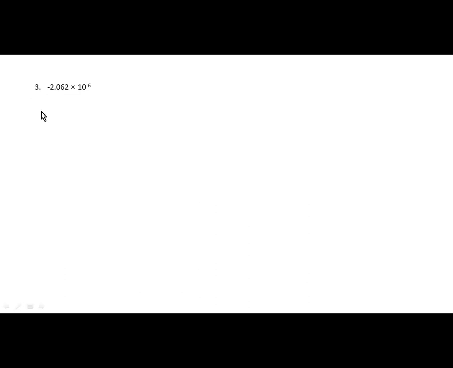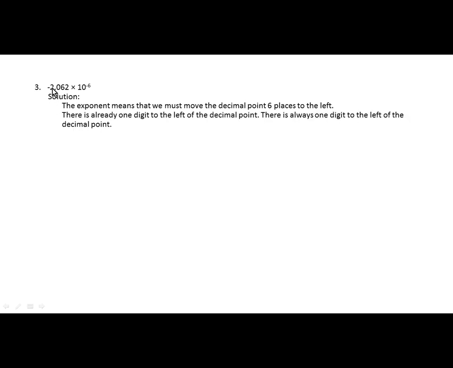Number 3, I've got negative 2.062 times 10 to the minus 6. This minus sign is making the number negative. The minus 6 says move this decimal point 6 places to the left. We already have 1 place to the left. Remember, there's always going to be 1 digit to the left. So we need 6 minus 1, we need 5 zeros in front of the number. So negative 0 point, now remember, don't count that 0. It's these zeros, I should have 5 of them. And then 2062. Now remember, no commas for places to the right of the decimal point. And again, this leading 0, you don't need it, but you also don't count it.